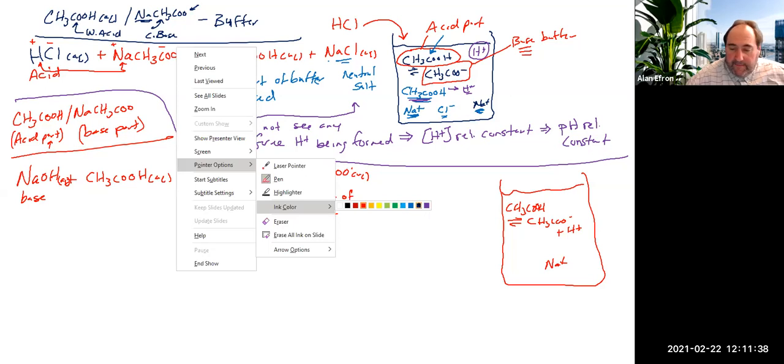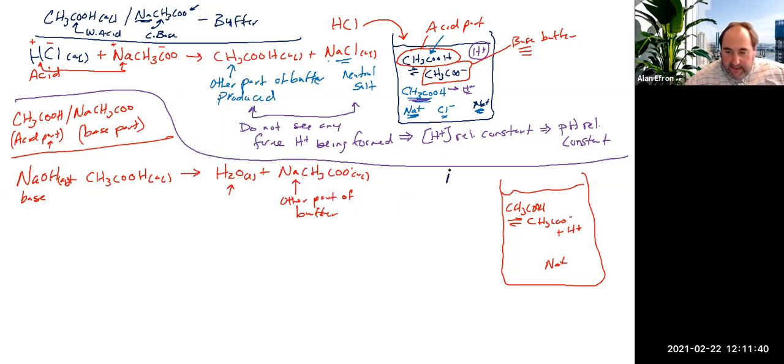If we dump in there the stuff that came in when we added our sodium hydroxide, as a result of this we're going to basically have water, which is obviously not going to affect the pH. We'll have some more sodium ions from the sodium acetate, and we'll also have some acetate ions, which are there to begin with. So again, we did not produce anything that's really going to affect the pH.